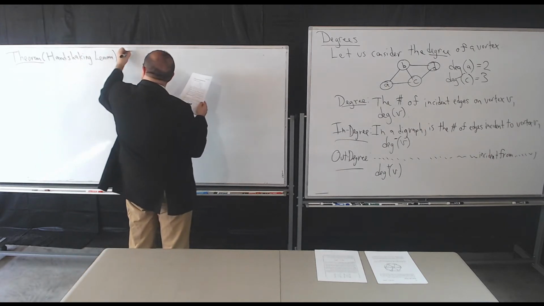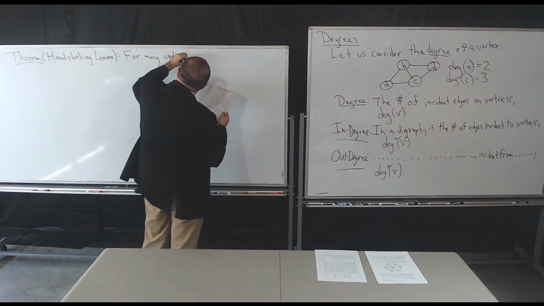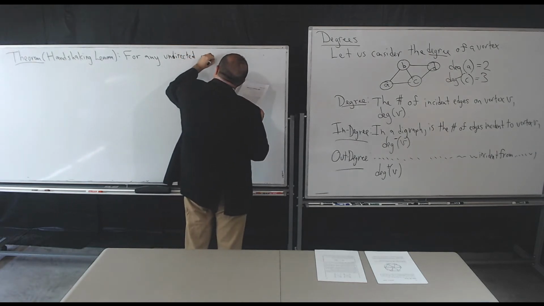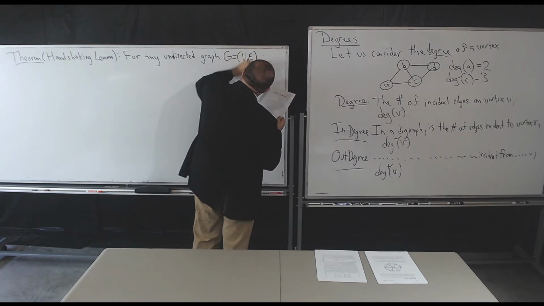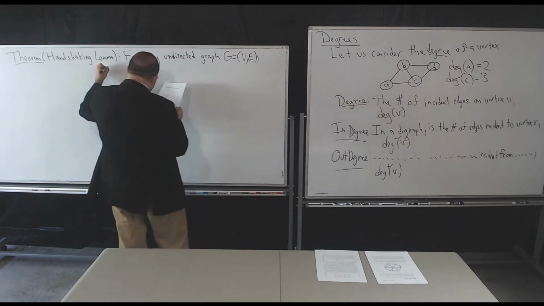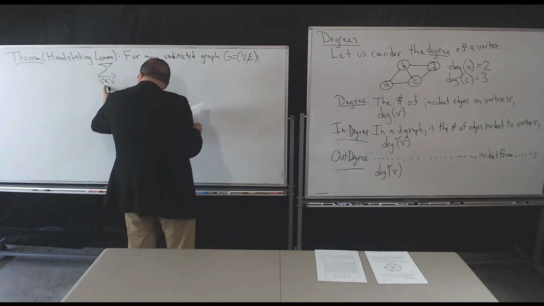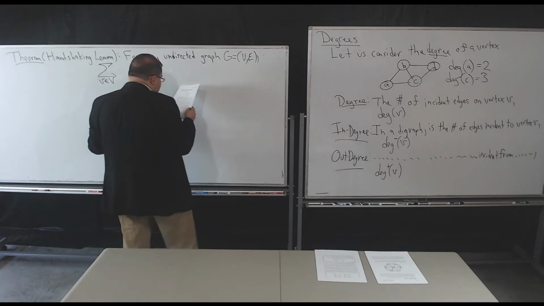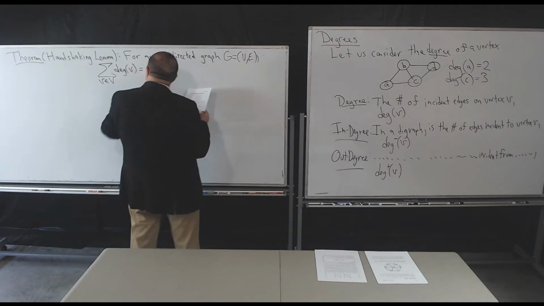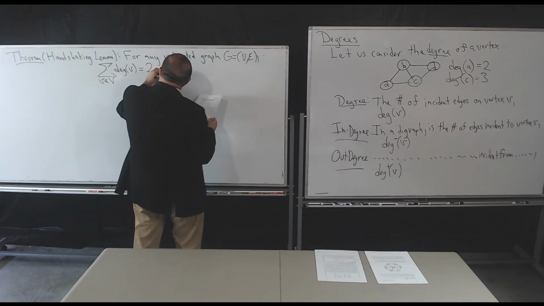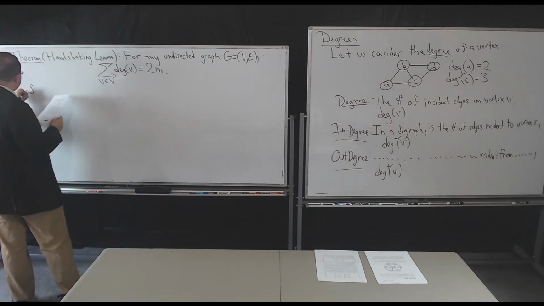So all it says is for any undirected graph G = (V, E), that the sum of all of the degrees of the vertices, so I sum over all the vertices, so for each vertex in the set of vertices, I'm going to sum up each one's degree, is going to be equal to 2 times the number of edges. I love this proof because it's a very simple counting argument. It works like this.